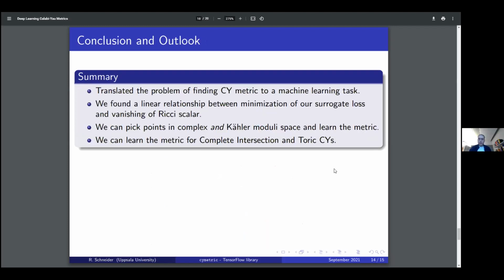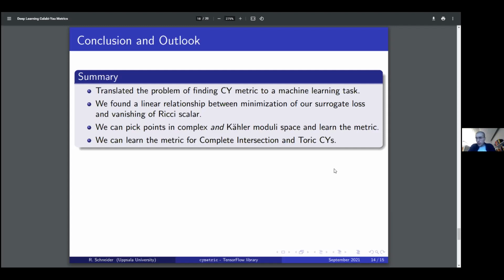good. Finally, coming to the conclusion and outlook, I presented to you today a new package, a machine learning library, cymetric, which translates the problem of finding Calabi-Yau metrics to a rather straightforward machine learning task. I think our package is the first package which allows for the computation of this linear relationship between the surrogate loss function, Monge-Ampère loss, which has been used in the literature before, and actually the vanishing of the Ricci scalar.